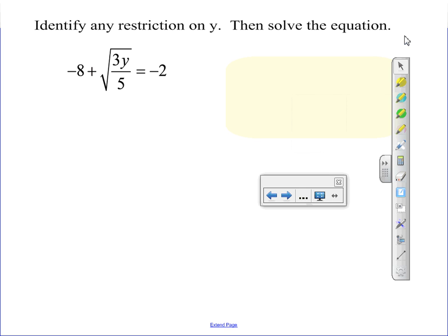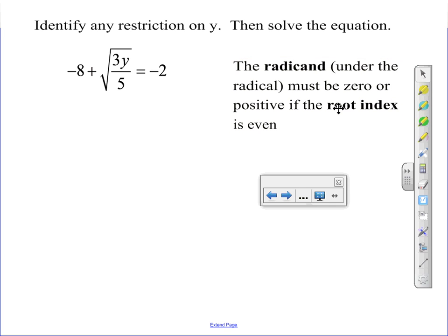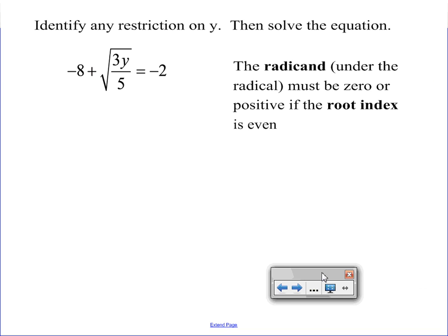So we have a radical equation because there's a radical within it. And the first thing we're always going to look for is what is the restriction on the variable. And that leads us back to what you already know: the number underneath the root sign, which is called the radicand, must be greater than or equal to 0, assuming that the root index is even, or that it's an even root. So when I look at this question and see what's underneath the radical symbol, it's 3y over 5. That has to be greater than or equal to 0.